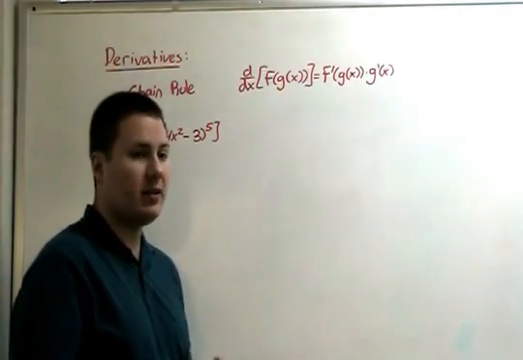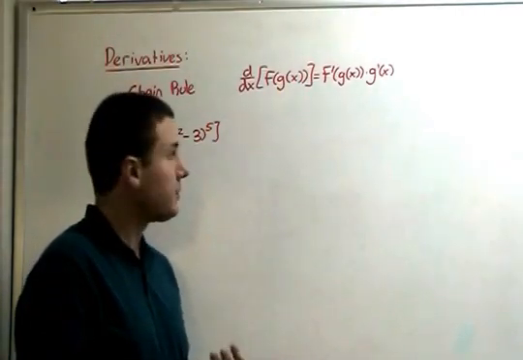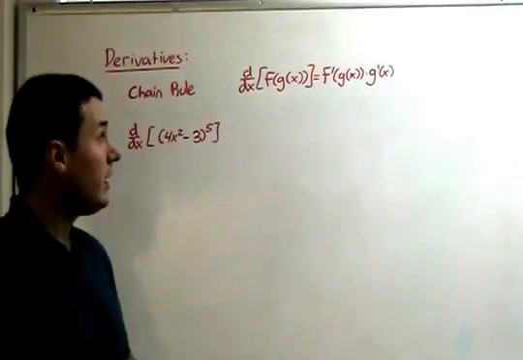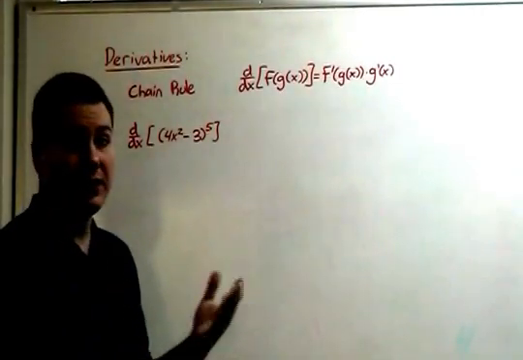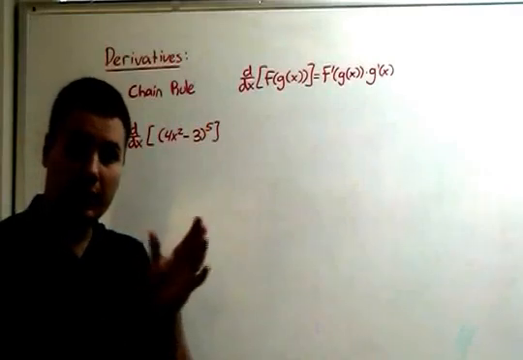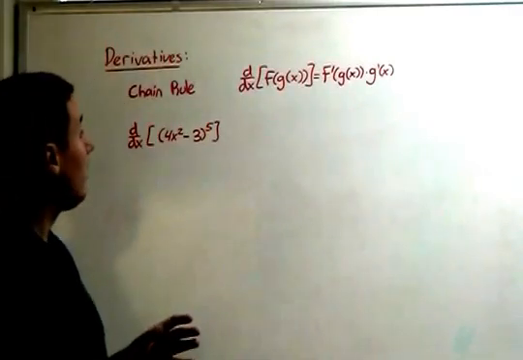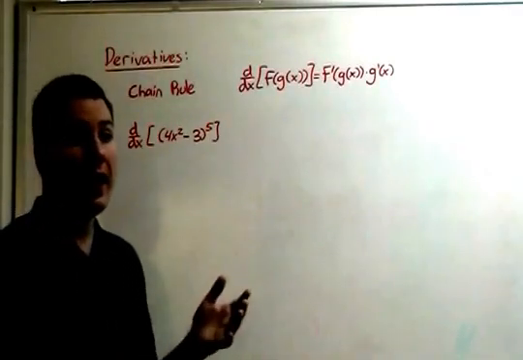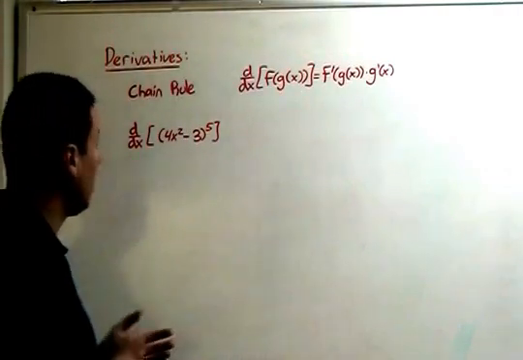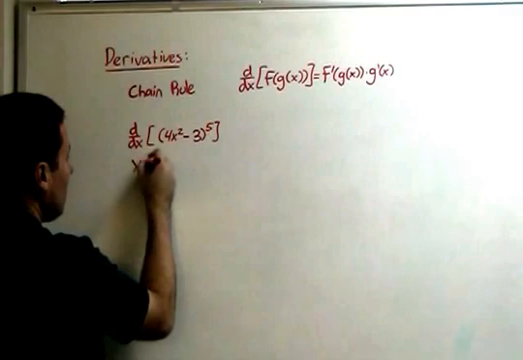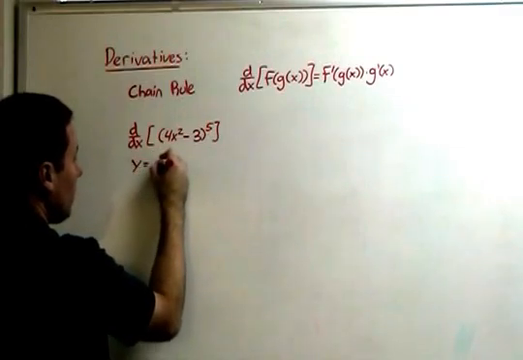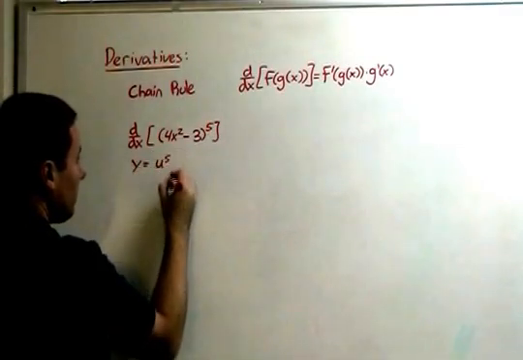Now, the way I like to do this is a little bit different than most textbooks. What I like to do is create a variable u for g of x. Okay, u equals g of x. And I like to create a y for the whole function. So just try this out. I'm going to say y equals u to the fifth.